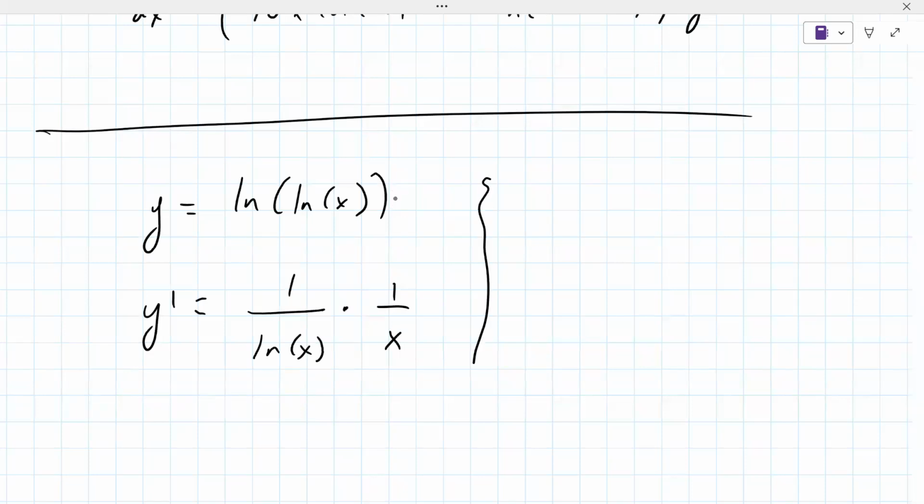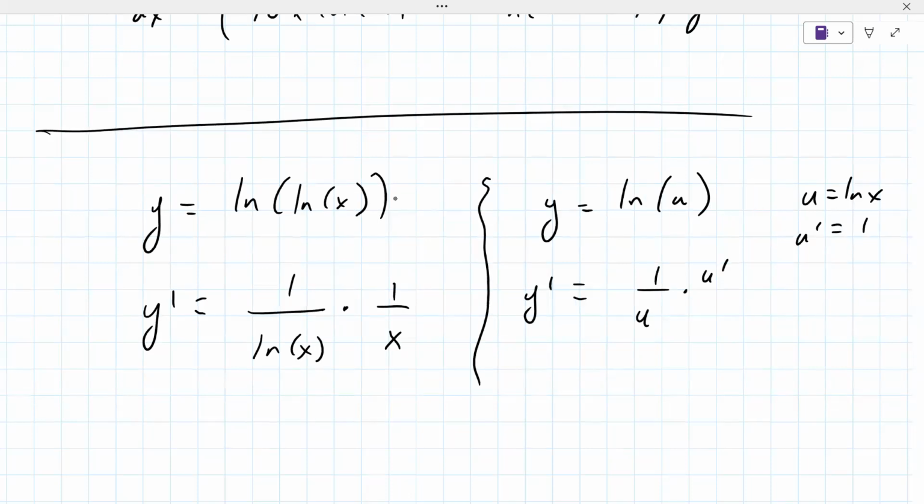That's why I brought this up, because this could be a little bit weird, but it's like this. y prime is 1 over u times u prime, and u prime is 1 over x. So it's 1 over the natural log of x times 1 over x. Oh, because it's of the inside. Okay. Yes.